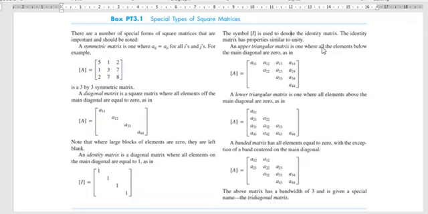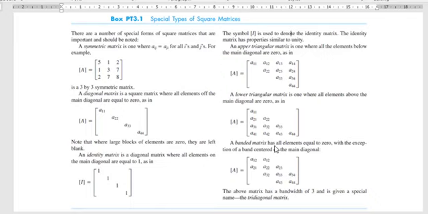So upper triangular matrix naman daw, all one where all the elements below the main diagonal, itong main diagonal, are all 0. So walang value. Okay, that's the upper triangular matrix, and we have the lower triangular matrix. So kabaliktaran siya ng upper, lower. So, ibig sabihin, yung mga nasa taas na element is all equal to 0.